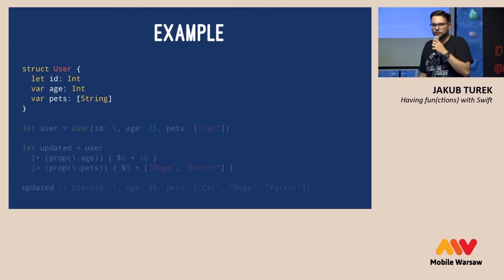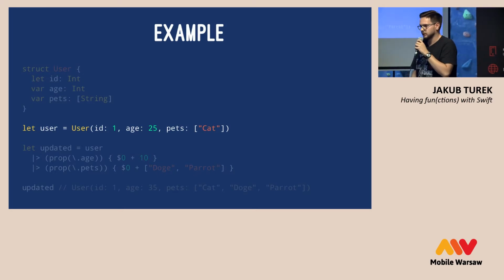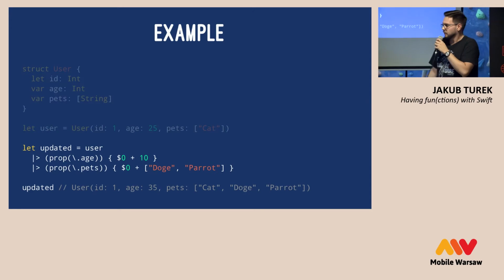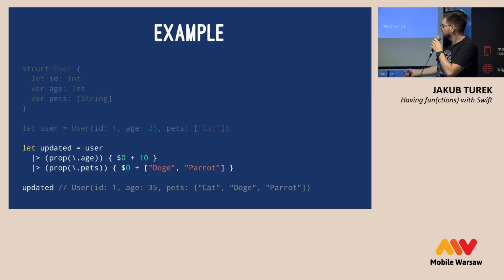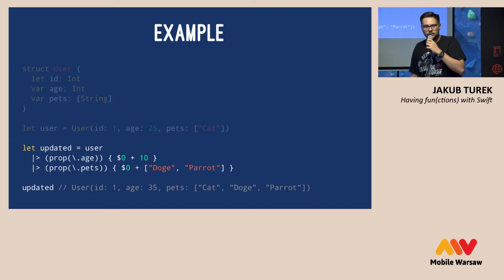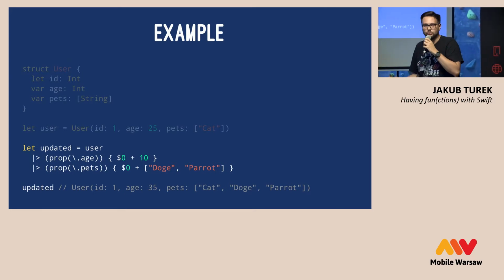For example, if we have a user with age and array of pets, given the user that's 25 and has one pet, we can just take that function, apply our functional setter with age on it, mutate, transforming the age by incrementing it by 10, and also we can do the same with the array of pets, just adding 2 pets to the array. And as a result, after those 2 transformations, as expected, we have a user that's aged 35 and has 3 pets.